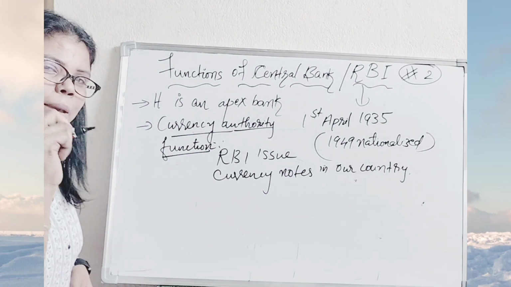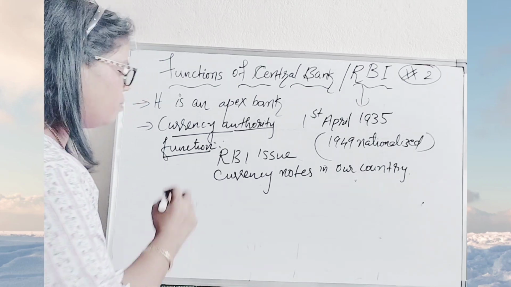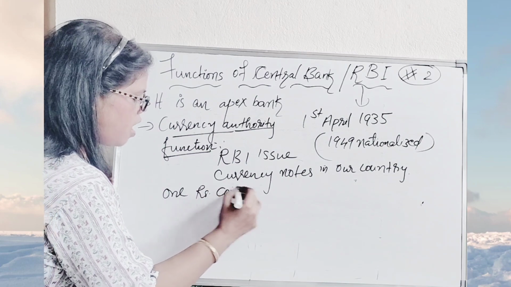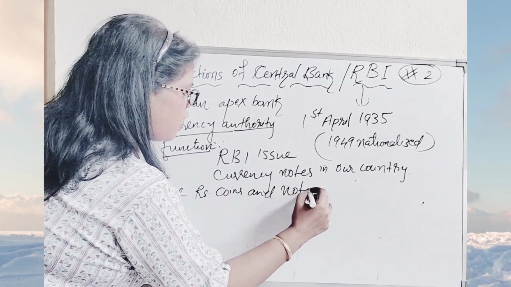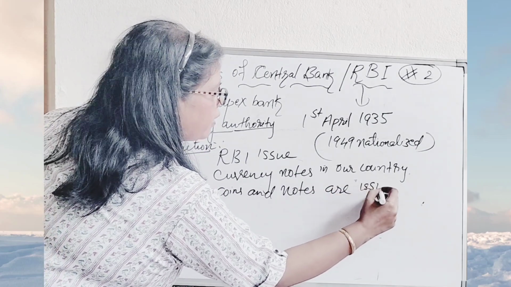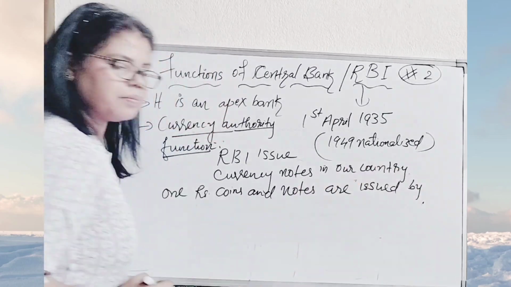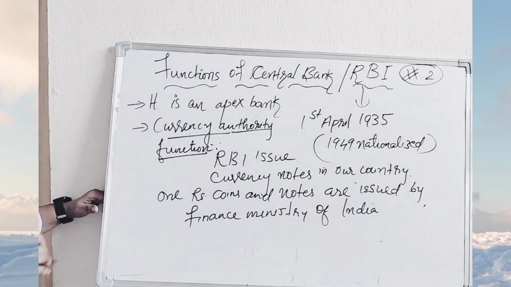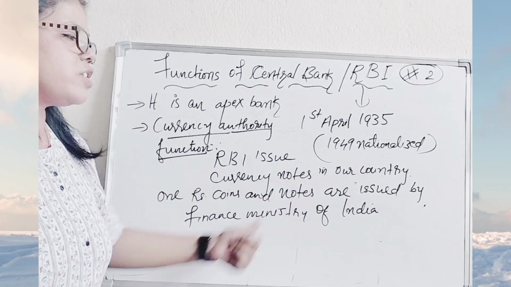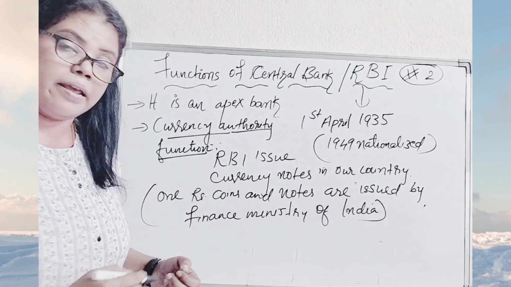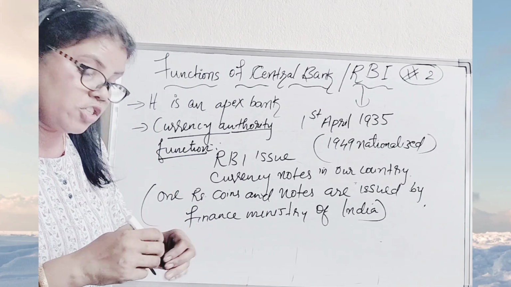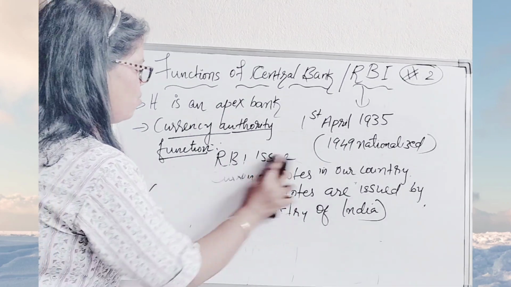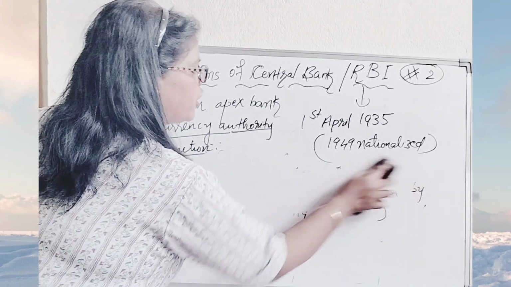Understand? And 1 rupee coins and notes are issued by whom? आपको ये लिखना है. 1 rupee coins and notes are issued by the Finance Ministry of India. That's all. Right? It is a 1 mark question. If it comes, fortunately, 1 mark is in our pocket. We are not supposed to skip it. Okay? And now we'll move on to the currency authority function of RBI.